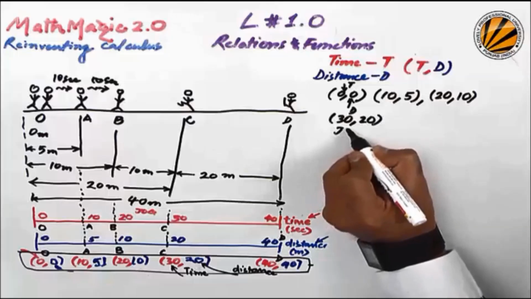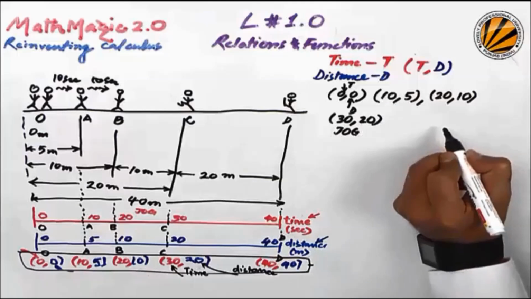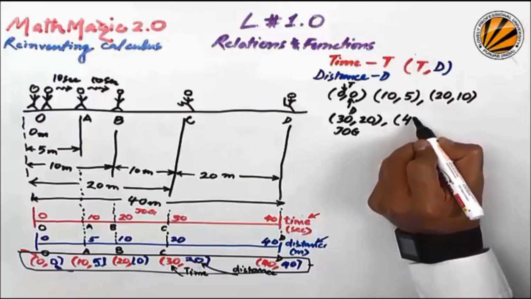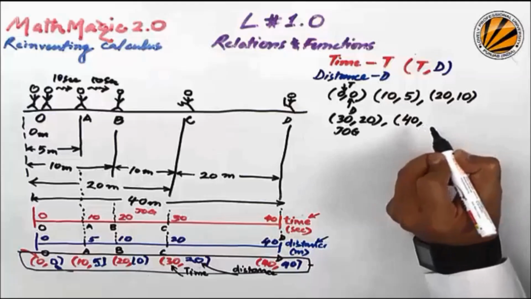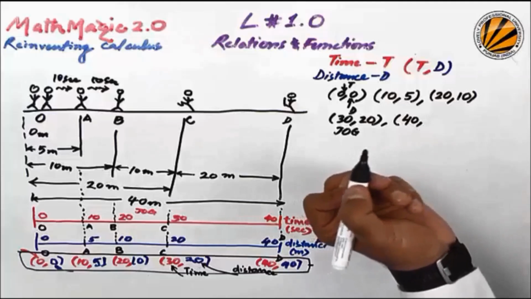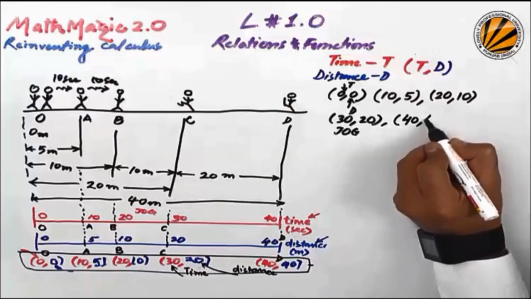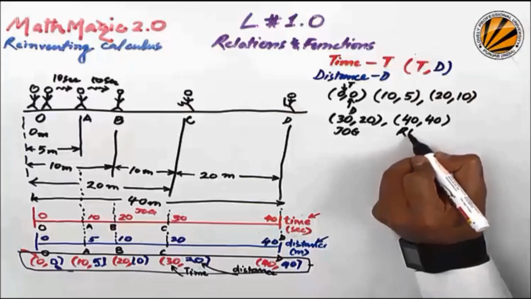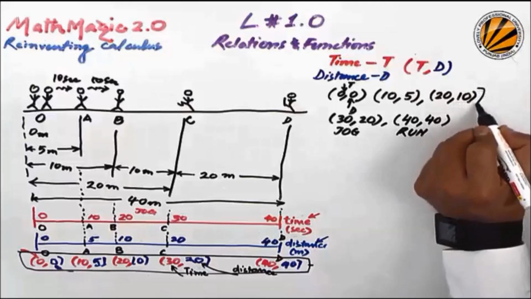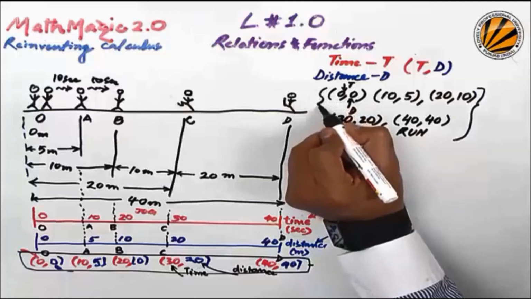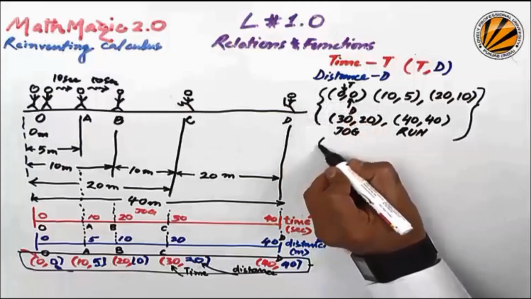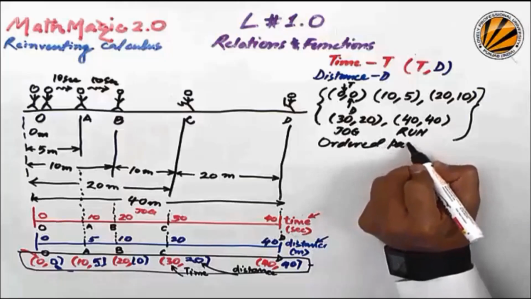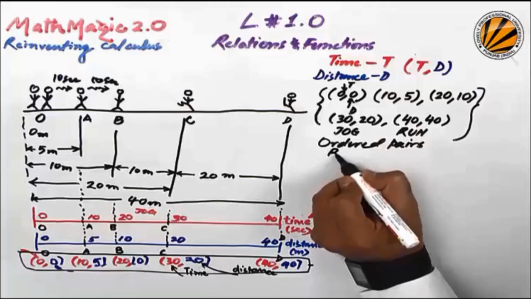Now this is where he was jogging. And in the next observation, after another 10 seconds, which was 40 seconds after the start of your friend's movement, the distance became 40 meters because here he was running. Now all these combinations, as I said earlier, become ordered pairs. And these ordered pairs form relations.